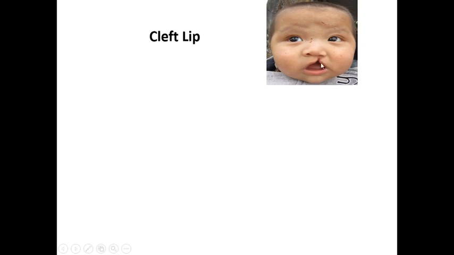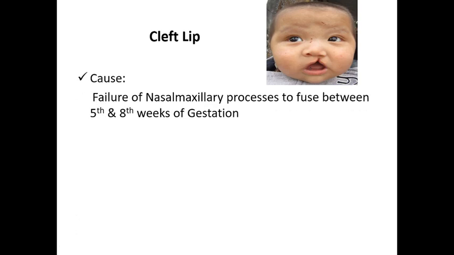Here you can see there's a defect in the lip. So it's a congenital defect in the lip. So we'll see what that is. Cleft lip is when the nasomaxillary process fails to fuse between 5th to 8th weeks of gestation. That is usually between 5th to 8th weeks of pregnancy. The nasomaxillary processes have to fuse, then only the lip will develop normally. So when the nasomaxillary processes fail to fuse during this period, it results in cleft lip.